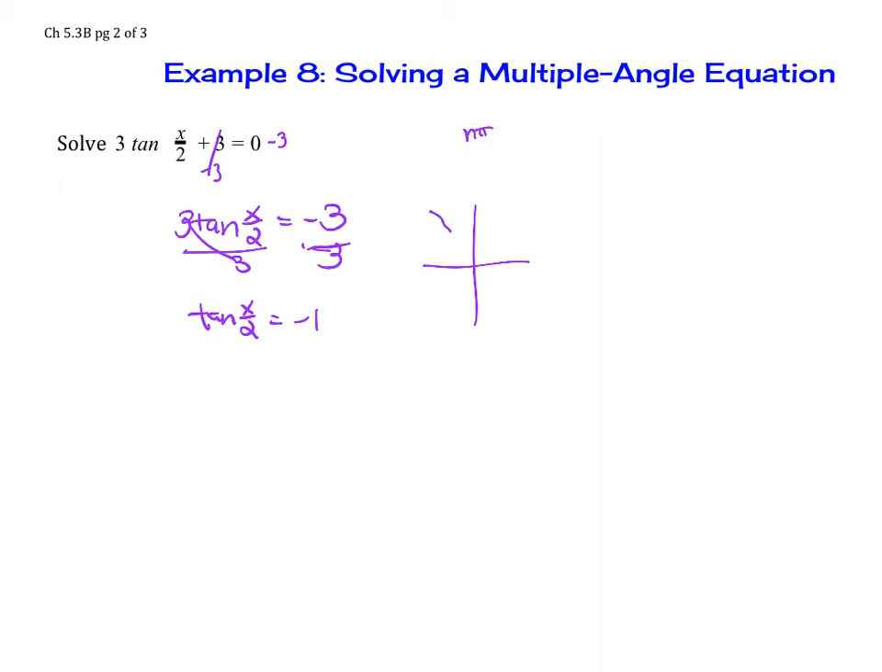So it is here at 3 pi over 4. So x over 2 equals 3 pi over 4 plus n pi. Then to solve, we just multiply by 2. Therefore, the answer is x equals 3 pi over 2 plus 2n pi.